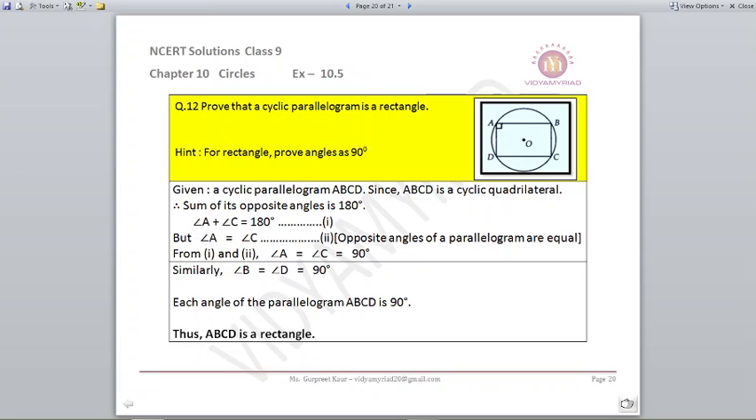But because opposite angles of a parallelogram are equal, we know that angle A will be equal to angle C. When their sum is 180 degrees and they are equal, that means angle A and angle C will be equal to 90 degrees. Similarly, angle B and angle D will also be equal to 90 degrees, and thus we can say that ABCD is a rectangle.